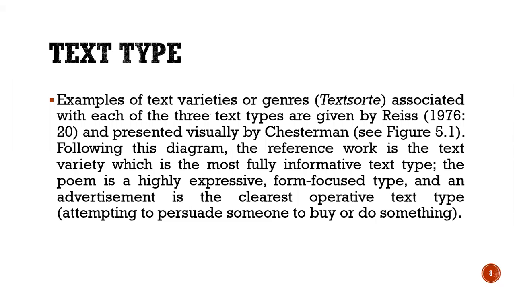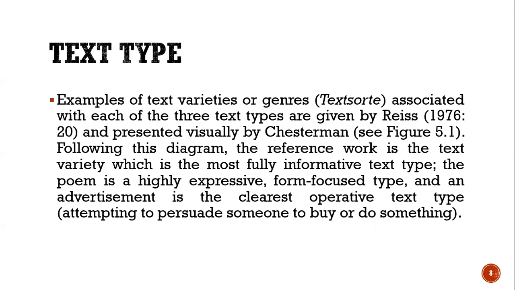So these three types are given by Reiss and presented visually by Chesterman. The visual presentation we'll get in the next slide. I'm going to show you the slides right now, the figure and also the table. Following this diagram, the reference work is a text variety which is the most fully informative text type. The poem is a highly expressive, form-focused type, and an advertisement is the clearest operative text type.